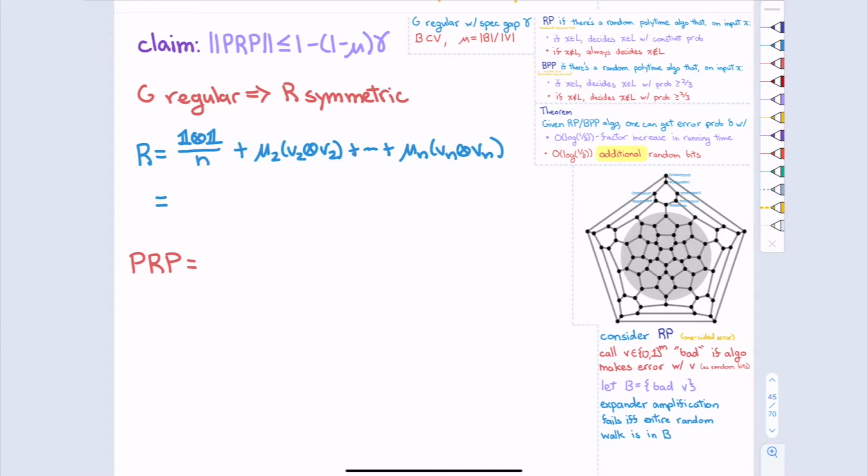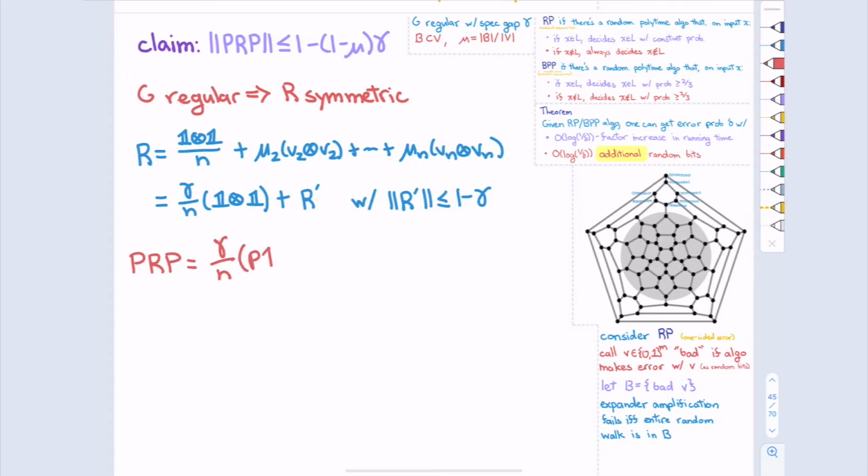So we can write this as gamma over n times the ones matrix plus R prime, where R prime has operator norm at most 1 minus gamma. All I'm doing is ripping off a small gamma chunk of the ones outer product ones, and leaving the rest and putting it into R prime. So if I plug that into P R P, what do we get? We get gamma over n, P ones outer product ones P, plus P R prime P.